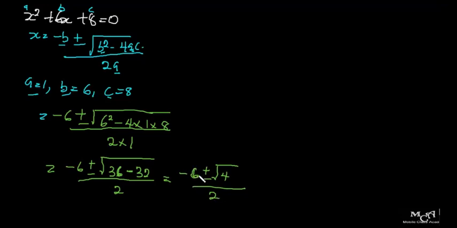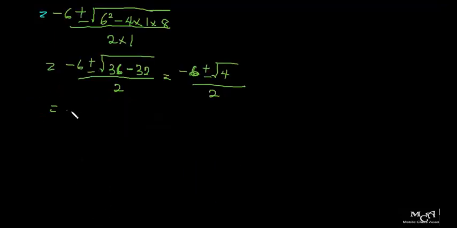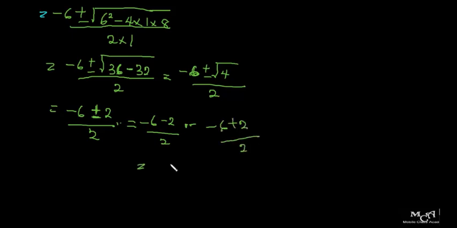Remember, these are 6. So from here, we have minus 6. You know, 4 is a perfect square, so it's going to return 2. So we have minus 6 plus or minus 2 over 2. Because of the plus and minus, we are going to break this expression into 2. So we have minus 6 minus 2 over 2, or minus 6 plus 2 over 2. This will return minus 8 over 2, or minus 4 over 2. So 2 goes into 8 four times, so we have minus 4, right?